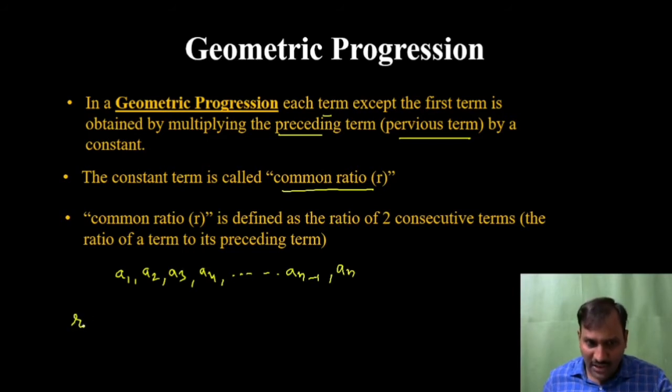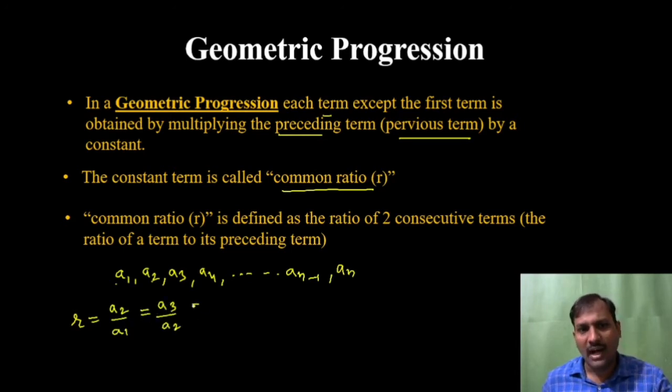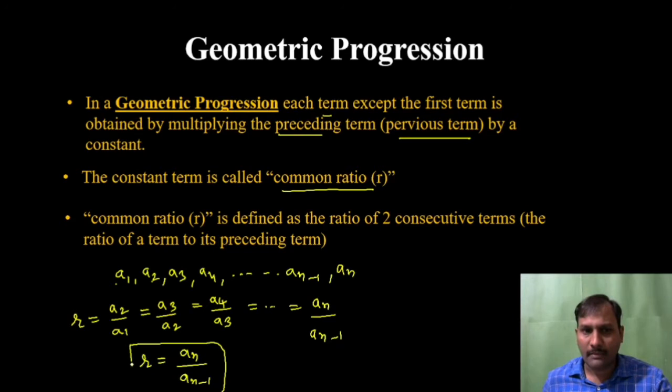Then the common ratio is defined as a2 by a1, or you can also write it as a3 by a2, or a4 by a3, and so on. If you take it generally, it is an by an minus 1. So the common ratio r is equal to an by an minus 1.